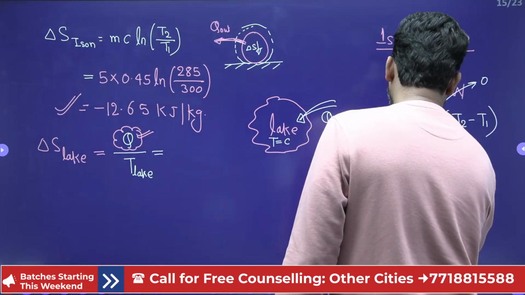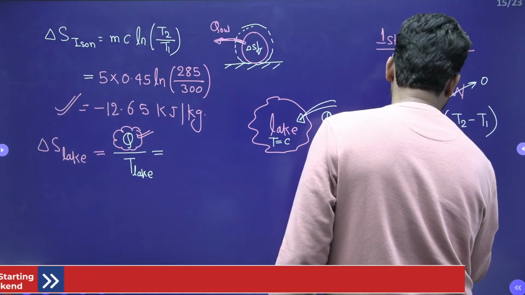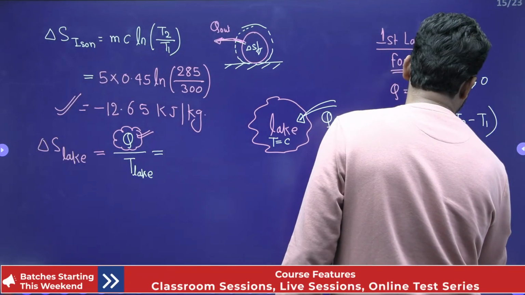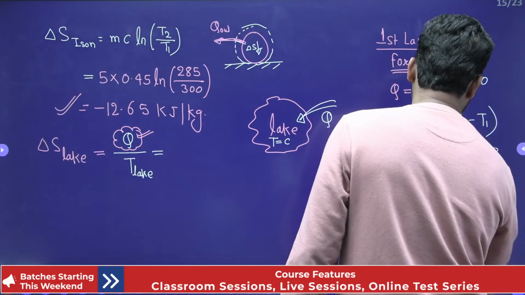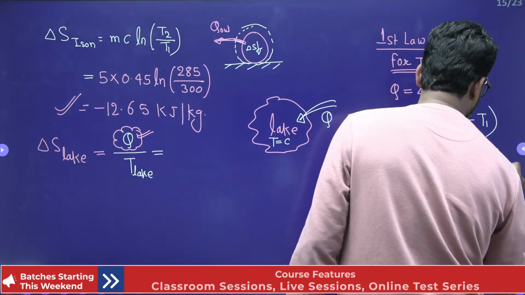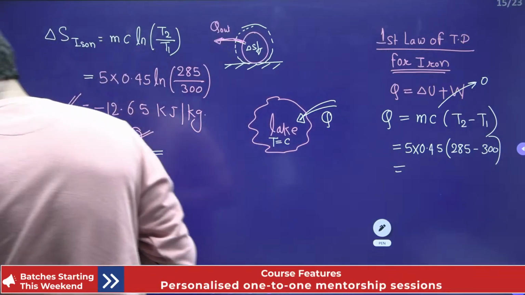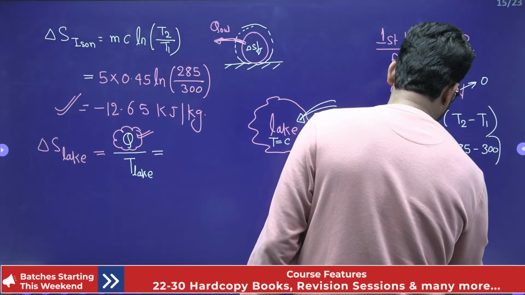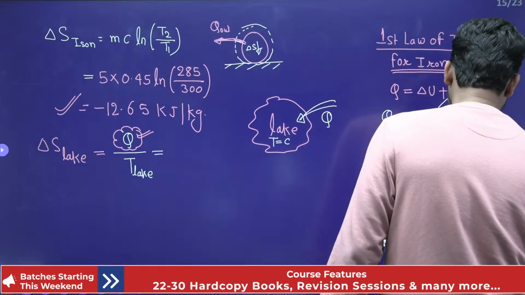So what is the mass? 5. What is the C? 0.45. What is T2? 285, minus what is T1? 300. So how much is this? It is 4838, so minus 4838 kilojoule. See, my dear, this is minus.